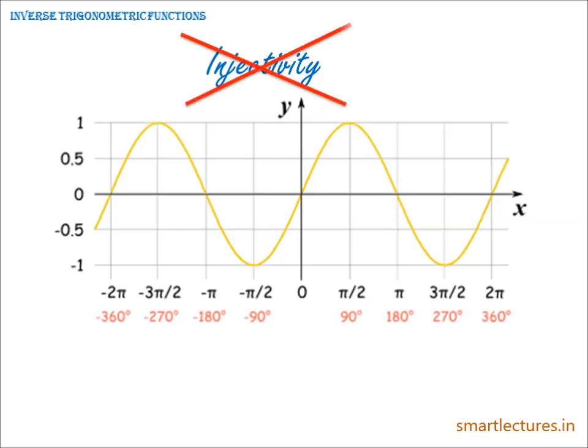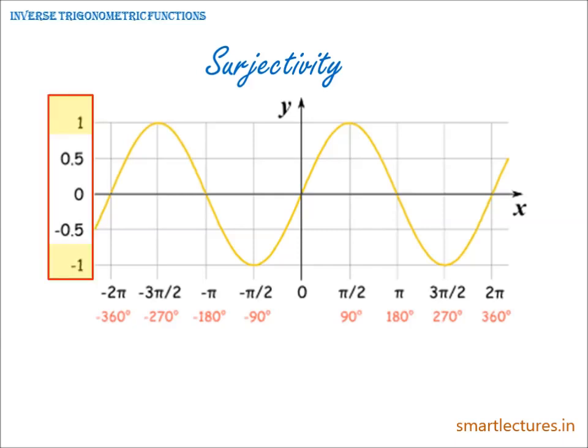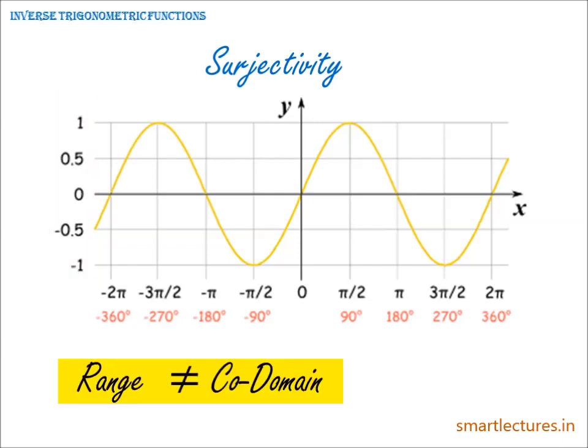And now let's check whether it is an onto function. Now here you can see the range of the given function is from -1 to 1, but the y-axis contains all the real numbers. So you can say the sine function is not defined if the value of sine theta is greater than 1 or less than -1, or in other words, the range of the sine function is not equal to the codomain of the sine function. So that means the given function is also not an onto function.